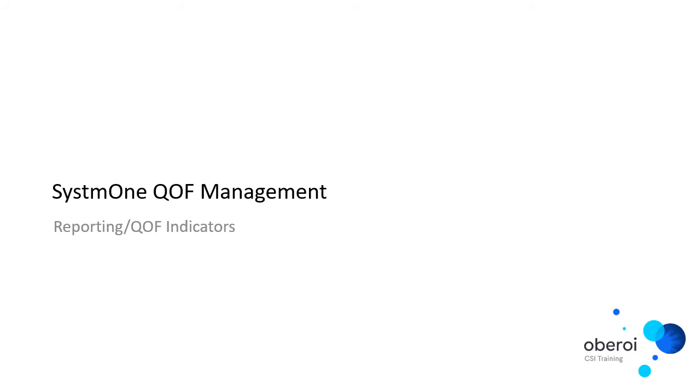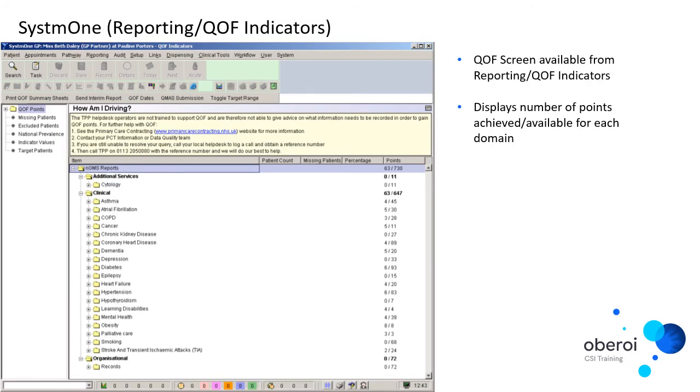Okay, let's look at the same thing for System 1. We access this through reporting and QOF indicators. So this is the QOF screen, and it displays the number of points achieved and available for each domain. So this is the first bit, and again we've got the how am I driving, so what does it look like now, what's it going to look like by the end of the year.